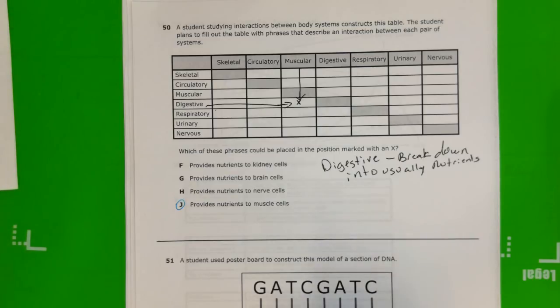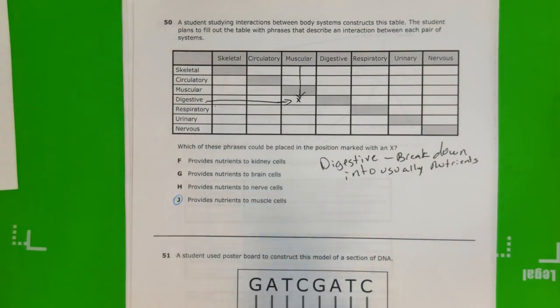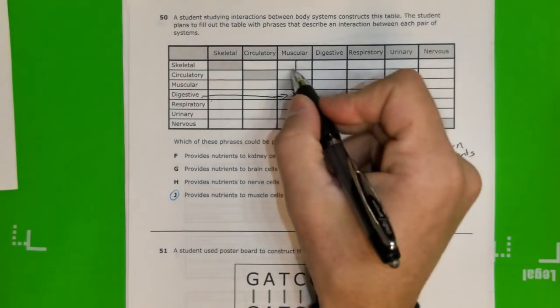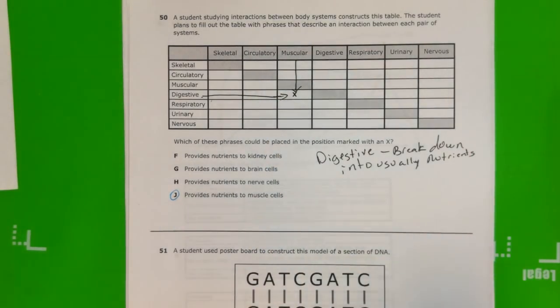Well, once it breaks it down, where's it going to take it? Well, it's going to take it to your muscle cells, because your muscle cells need those salts. They need those fats. They definitely need that sugar that you got from those French fries and that chocolate shake at Whataburger, so that they can function, because they're loaded with mitochondria in the muscle cells, so they've got to have it.